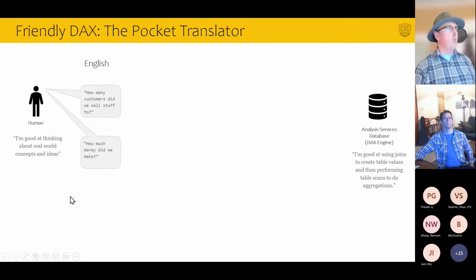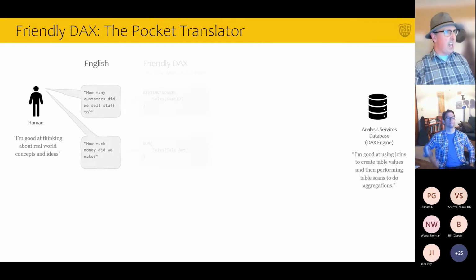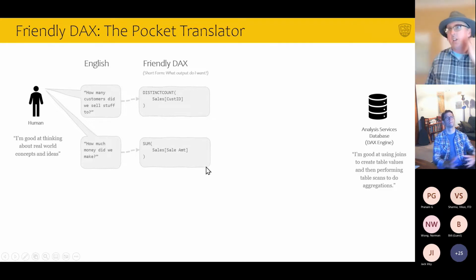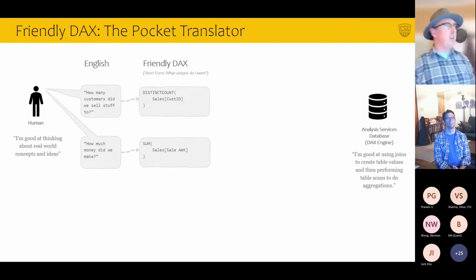And when they do that, what they will do is they will write some DAX, but it's a specific form of DAX, right? They'll write something like distinct count of the customer ID column in the sales table, or sum of the sale amount column in the sales table. This is what I call friendly DAX. And the thing about friendly DAX is it's nice and it's useful and it's friendly. However, it is basically a shortcut way of writing a more low-level version of DAX, if you will, right?